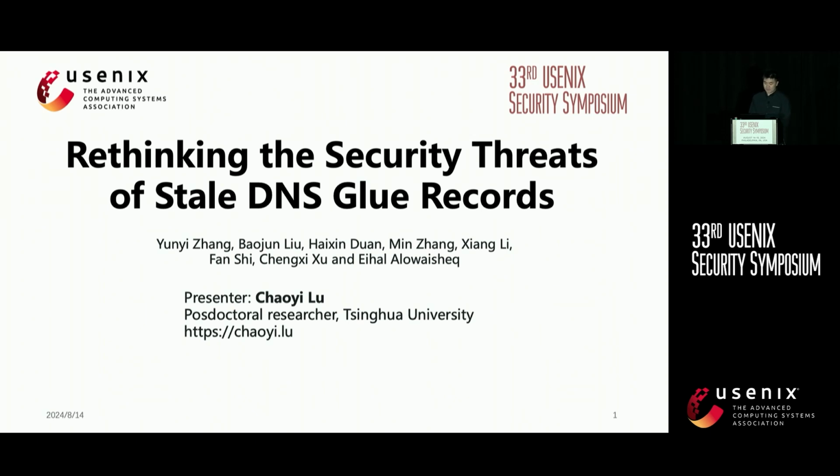We'll look at a very classic and special type of resource records in the domain name system, which is the glue records. They're almost as old as the DNS itself, but in practice, we'll discuss how they may become mismanaged, misused, and finally lead to security threats such as malicious takeover.